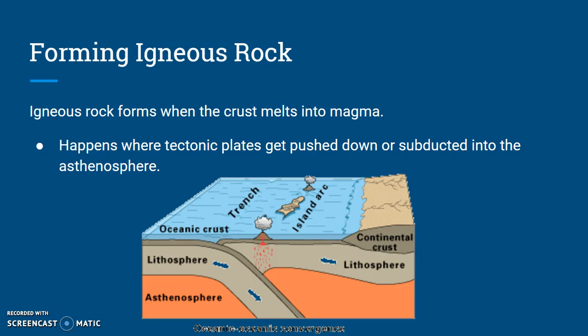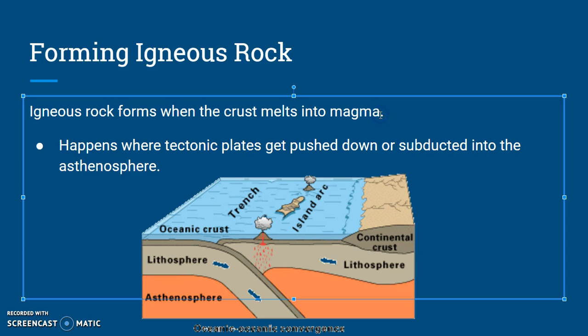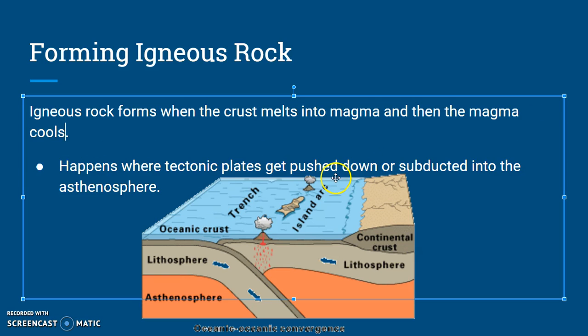All right, how do you form igneous rock? Well, igneous rock forms when the crust melts into magma, and then the magma cools. So for your notes, how does igneous rock form? It forms when the crust melts into magma. And I didn't put it on here. I guess I could add it. And then the magma cools.